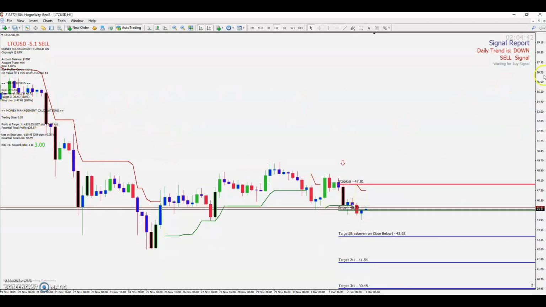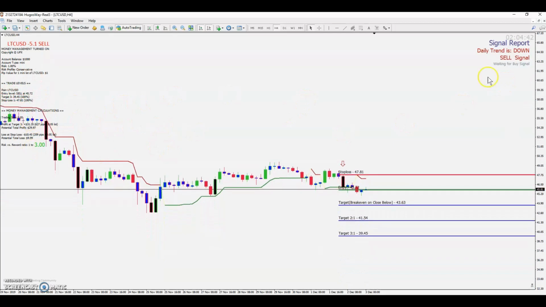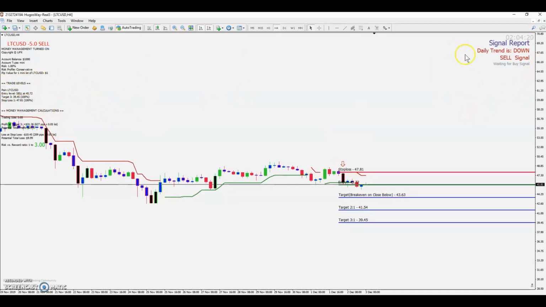And we also have our target 3, which is our 3-to-1 risk reward, 39.45. You can see that 39.45 here. Our stop loss is at 47.81. So this is all automatically entered in here. The money management calculates whether we're in a sell or a buy. So it'll adjust everything appropriately and put it here.